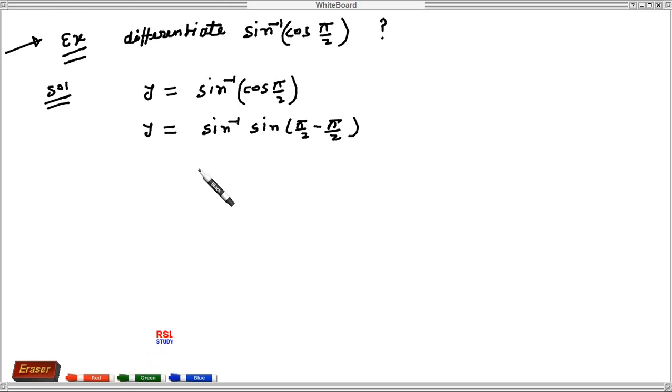Or in the second way, you can write cos pi by 2 as sin of pi by 2 minus pi by 2, because sin of pi by 2 minus theta is cos theta, and theta is pi by 2, so that will be cos pi by 2. Means our changing these terms into this term is right. And we know that sin inverse sin theta is equal to theta, where theta is equal to pi by 2 minus pi by 2, so pi by 2 cancels, that will be 0, so differentiation of 0 is 0. So both ways you will get the same answer. Just see it.